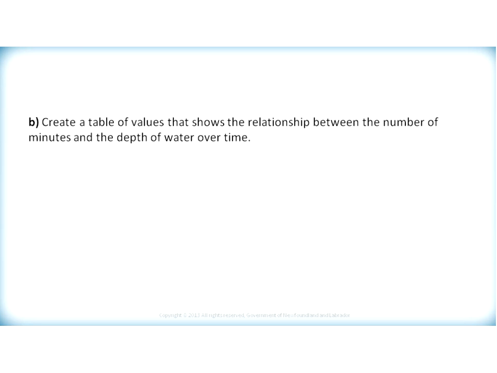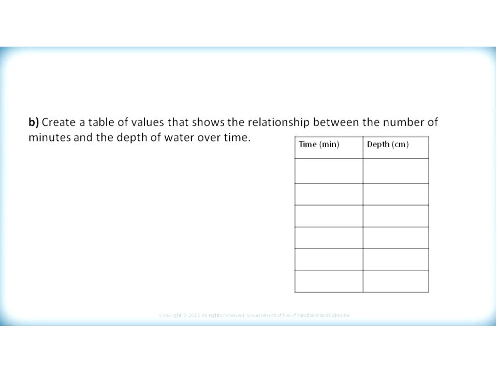So create a table of values that shows the relationship between the number of minutes and the depth of water over time. So when I have 0 minutes, we said that the depth of the water is going to be 15 centimeters. After 1 minute, the depth of my water is going to go down by 3, right? So I subtract 3, that's going to give me 12. After 2 minutes, it's going to go down by 3 again. That's going to give me a value of 9 centimeters.